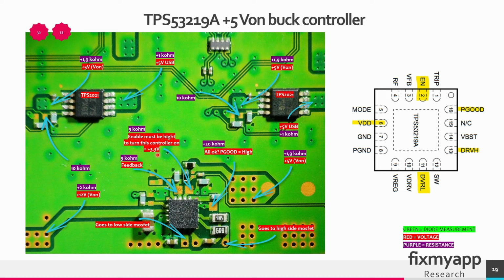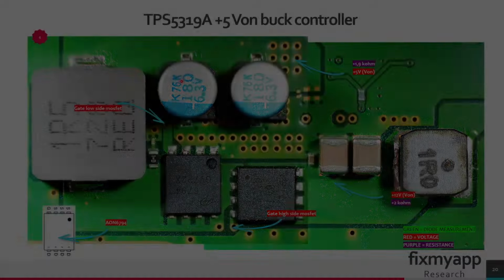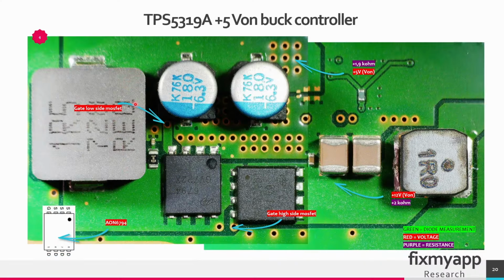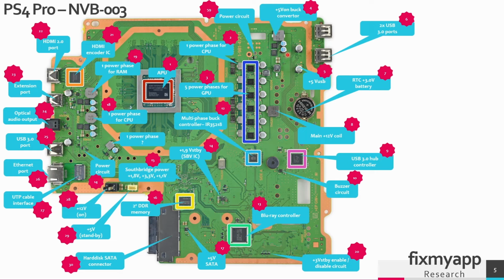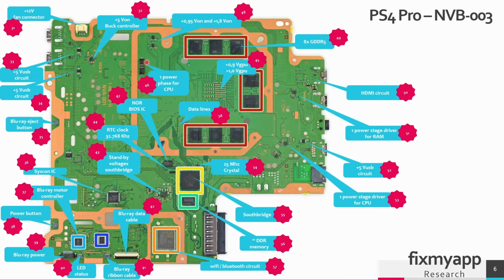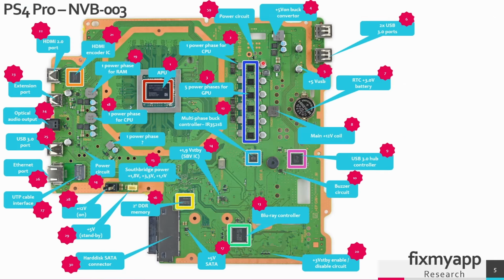This buck controller will eventually generate the 5 volt power on. So if we go to the top side, this is the top side of the PCB board. So the buck controller is located underneath this PCB board. So this is in area 4. So this is where the 5 volt buck converter is located. And this is the bottom side. So this buck controller will drive this high side and low side MOSFET.